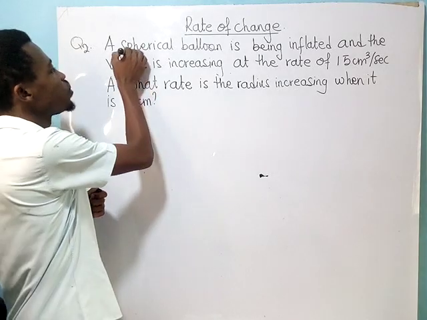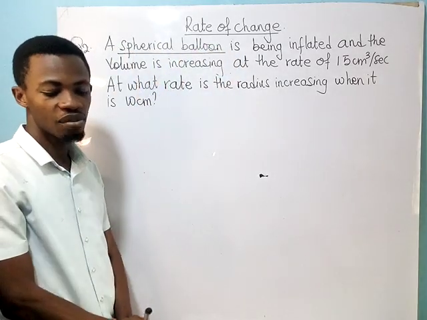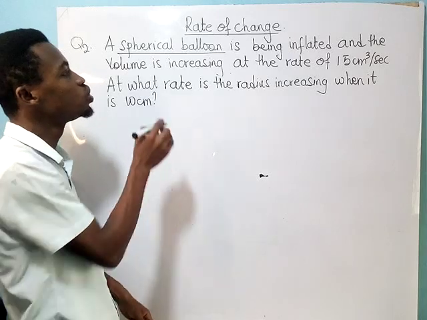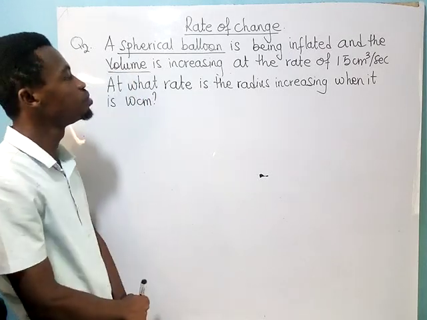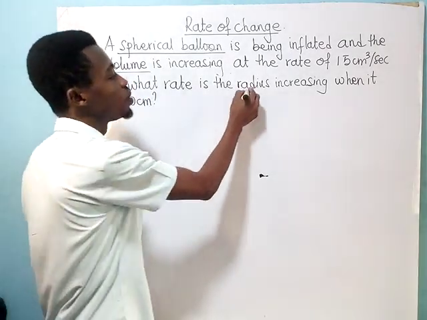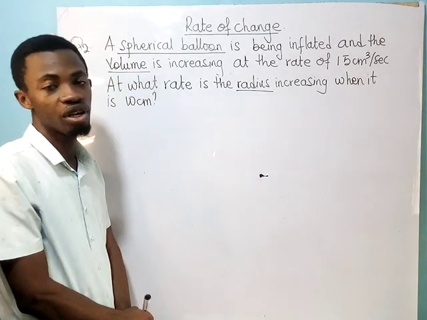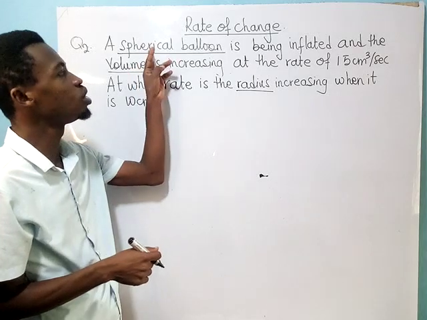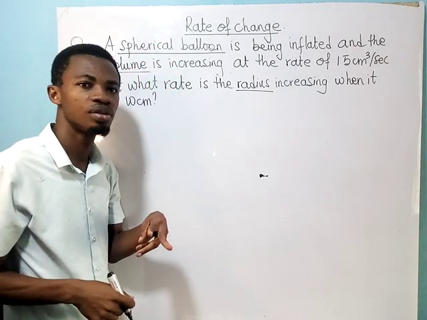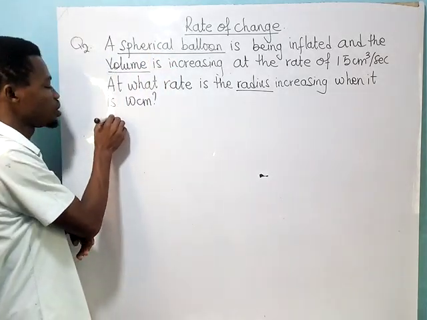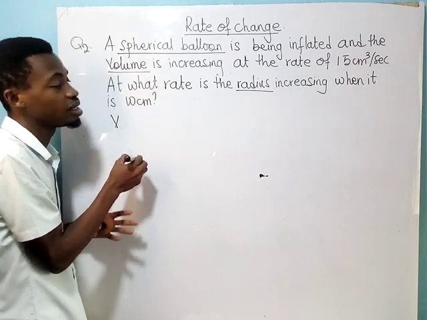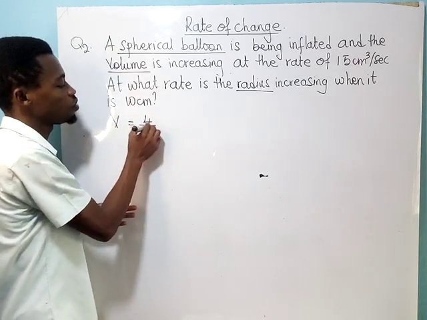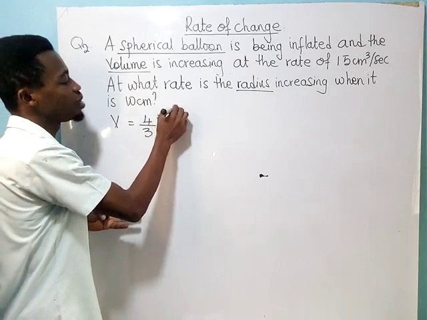First, we have here a spherical balloon. Two, we have volume. And the third one, the key thing here, we have radius. So first of all, let's focus on the volume of the spherical balloon. Now, volume of a sphere is basically 4 on 3 pi r cubed.